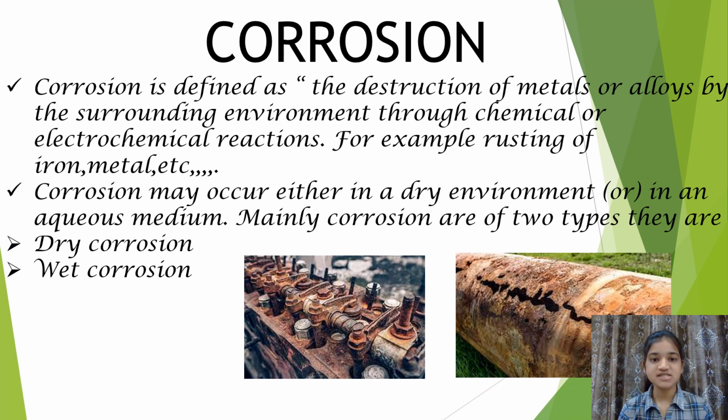Corrosion is defined as the destruction of metals or alloys by the surrounding environment through chemical or electrochemical reactions. For example, rusting of iron, etc. Corrosion may occur either in the dry environment or in the aqueous medium. Mainly, corrosion is of two types: dry corrosion and wet corrosion.